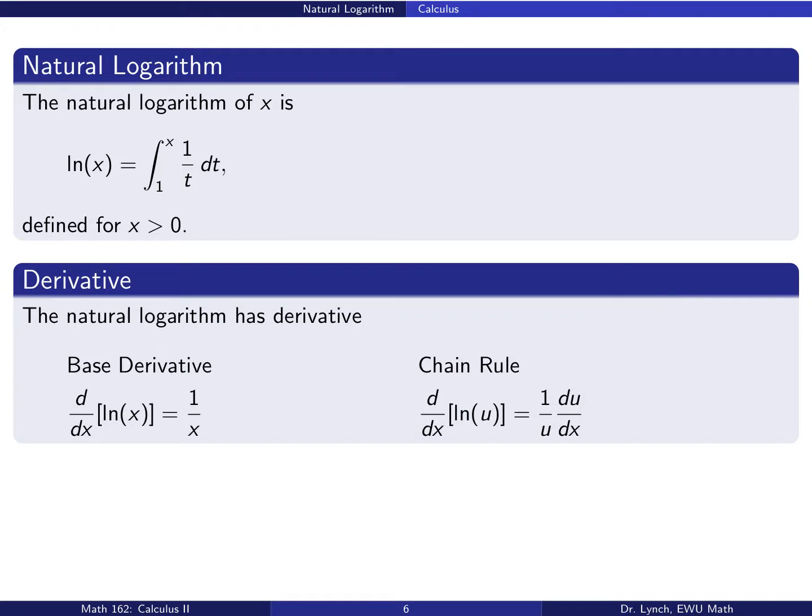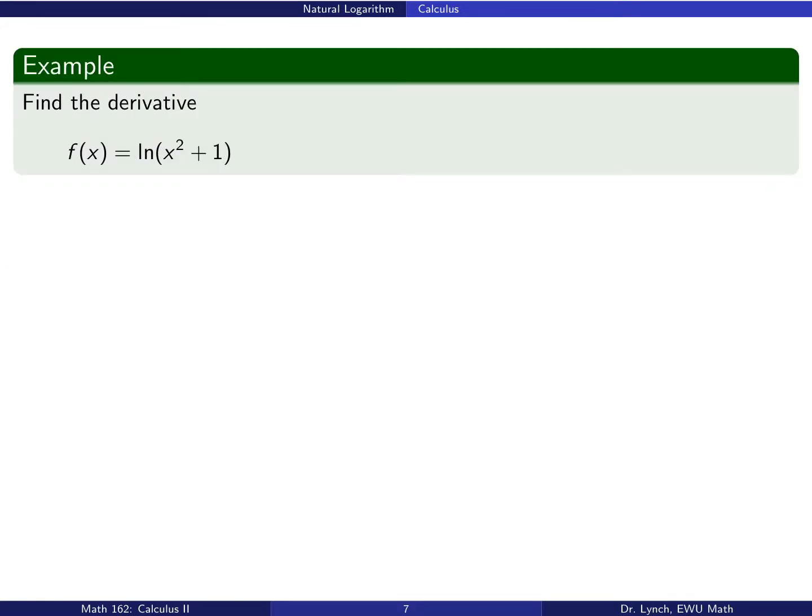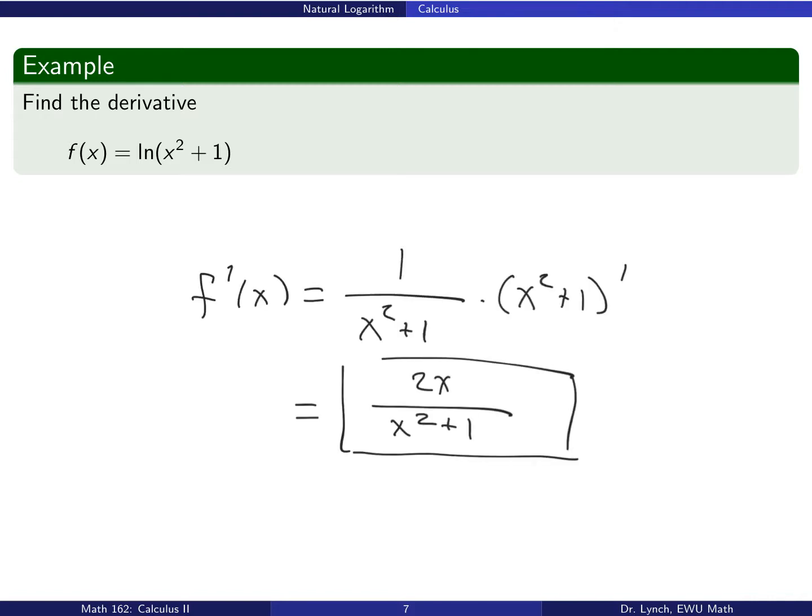Okay, so here we see the base derivative. The derivative with respect to x of the natural log is 1 over x. And the corresponding chain rule, the derivative of natural log of a composition is 1 over the inside times the derivative of that composition. Let's go ahead and have a look at some examples. Here's an example. Let's find the derivative of the natural log of x squared plus 1. And we'll go ahead and just use the chain rule here where the inside function is x squared plus 1. So using the chain rule and simplifying, we see that the derivative is 2x over x squared plus 1.